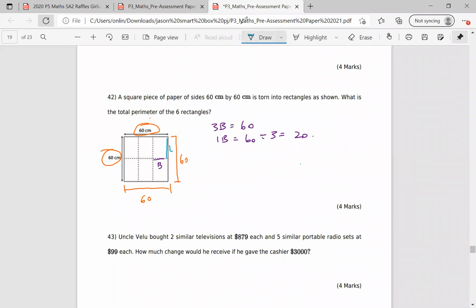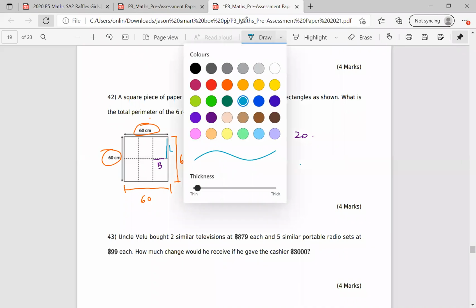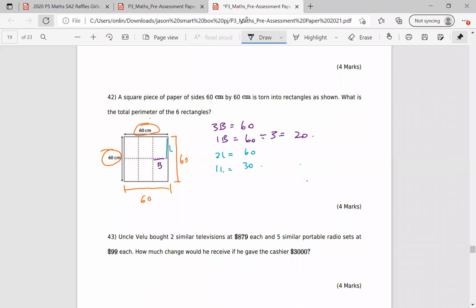And then the next thing that I have here is I have 2 length. 2 length is also equals to 60, which means 1 length will be equals to 30. Correct or not? So if I want to find the total perimeter of 6 rectangles, what I can start with is maybe I can find the perimeter of 1 rectangle first, correct or not? So 1 rectangle, I will have 2 length plus 2 breadth, correct?